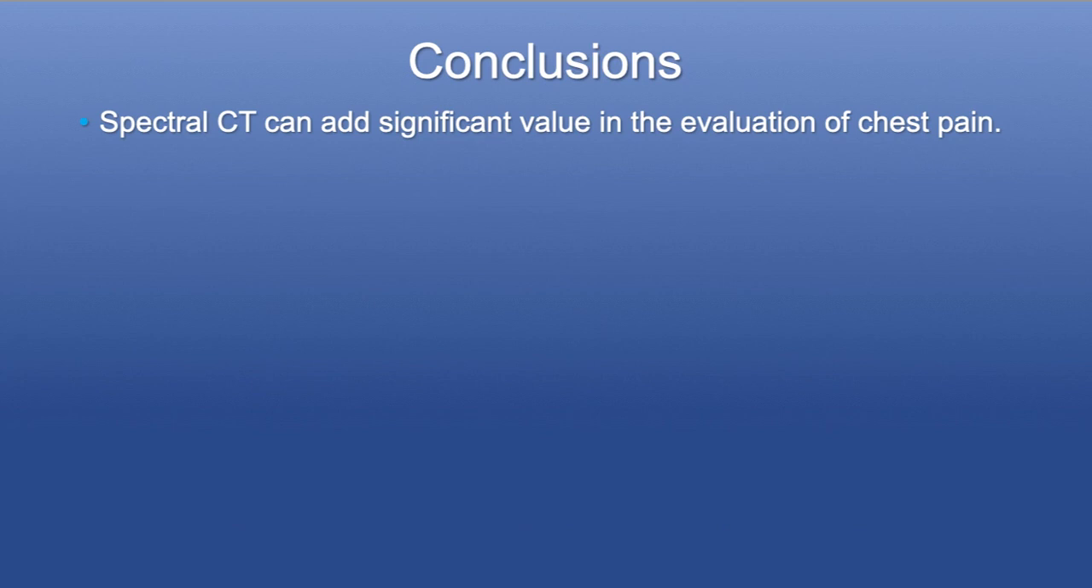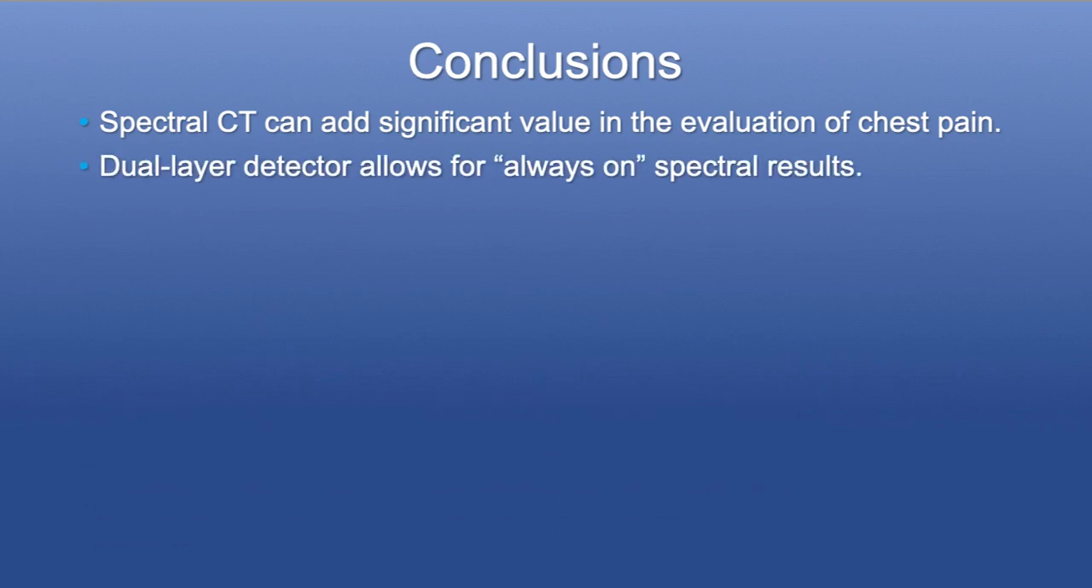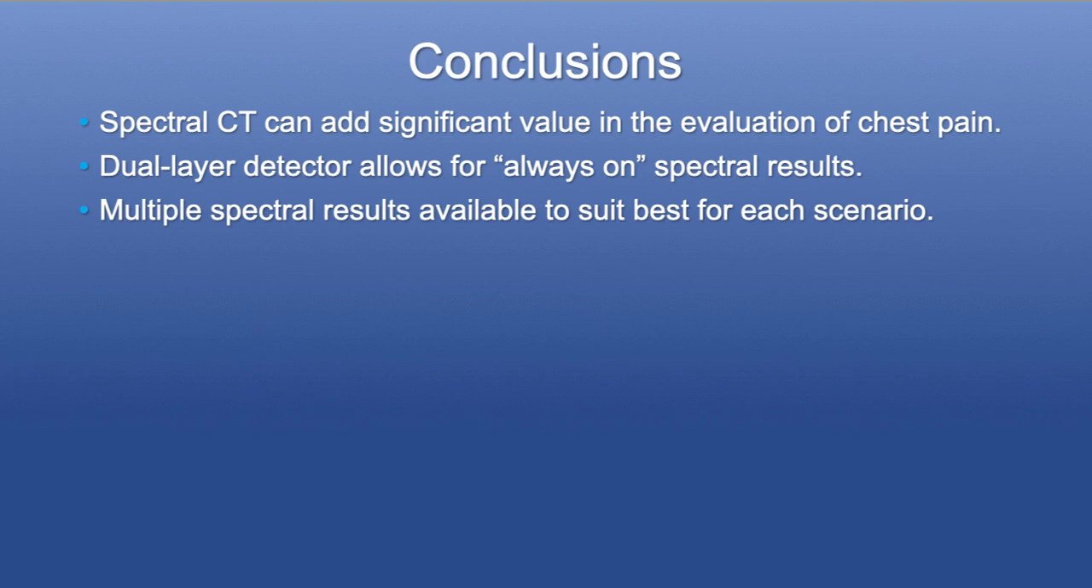So, summarizing, spectral CT can add significant value in the evaluation of chest pain, in evaluation and treatment guiding, potentially with imaging of plaque, and in imaging of coronary artery disease. But it is always important to treat this patient with medications. That is what's really going to change the outcomes. The dual layer detector allows for always-on spectral results with the Philips platform. We have multiple spectral results available to pick which one suits our scenario better.